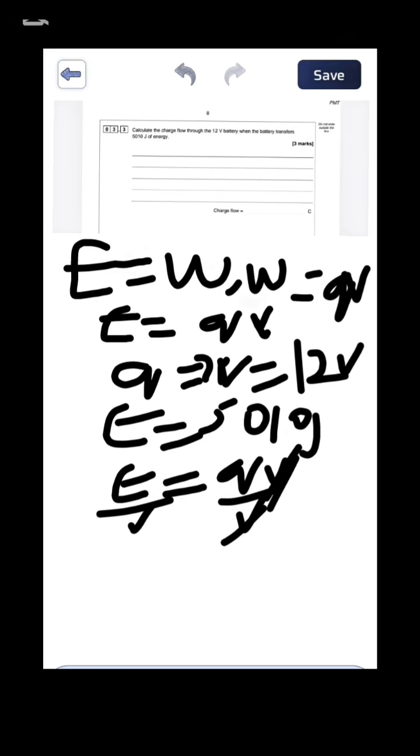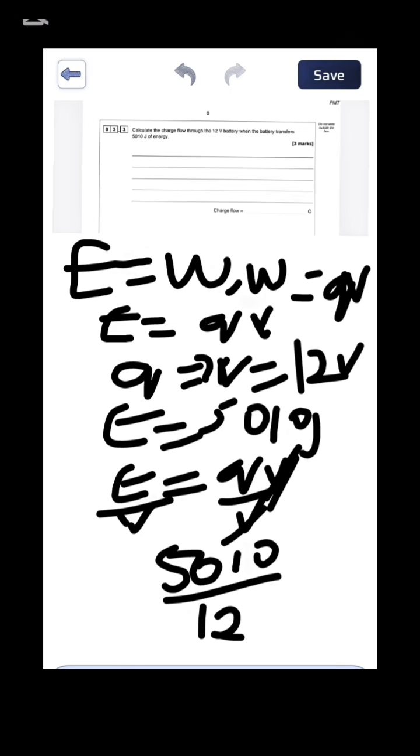So now the formula that we'll be using is Q equals E over V. Our E is 510, and our V is 12 volts. So when we calculate this, we'll be getting 417 point. So this is our final answer.